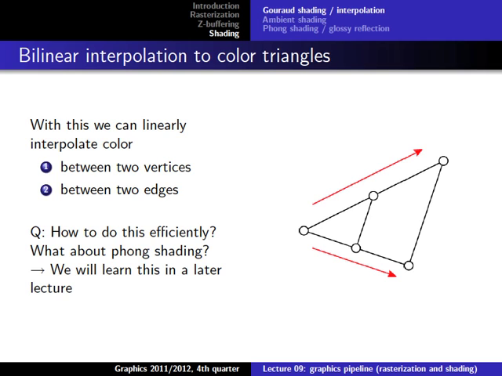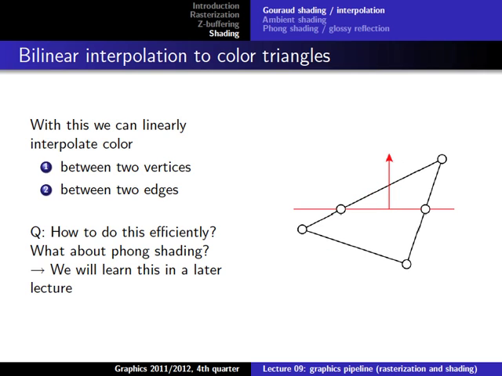This is actually just a one-to-one copy of a slide from the lecture on texture mapping, where we first started by talking about bilinear interpolation between color values on the vertices of a triangle. The only thing we didn't cover then is how to do this efficiently and how we deal with Phong shading. And this is what we're going to talk about now.